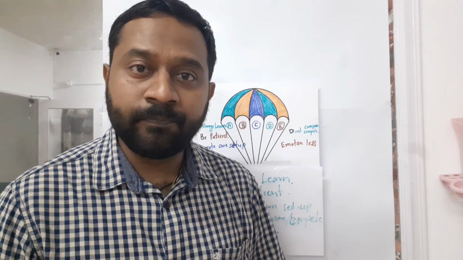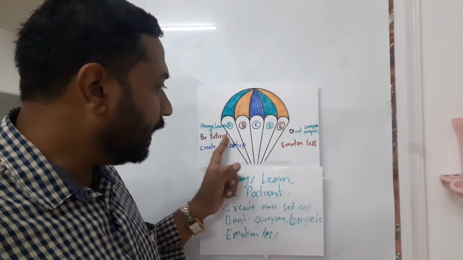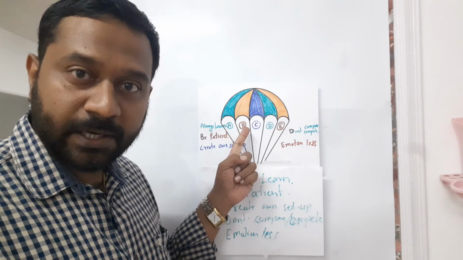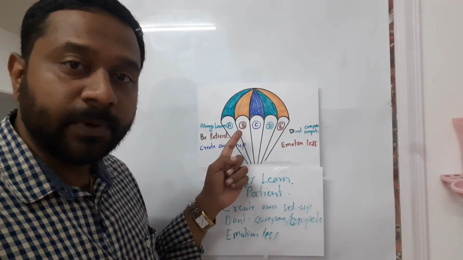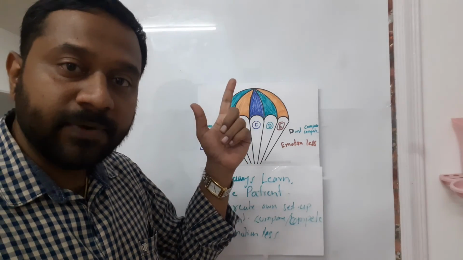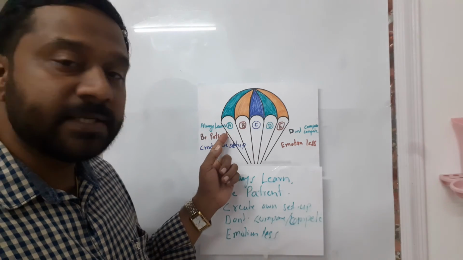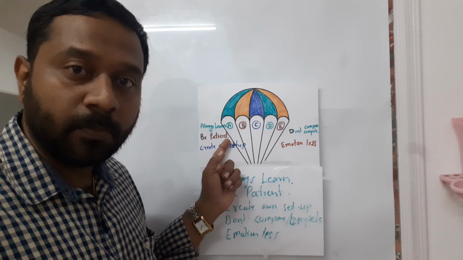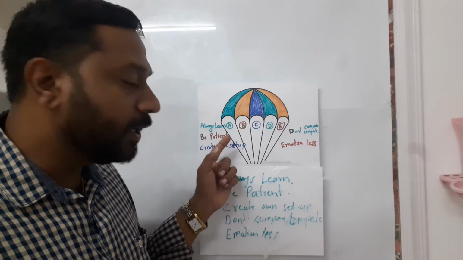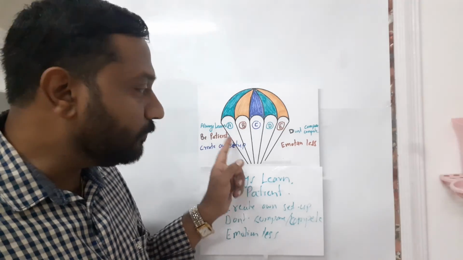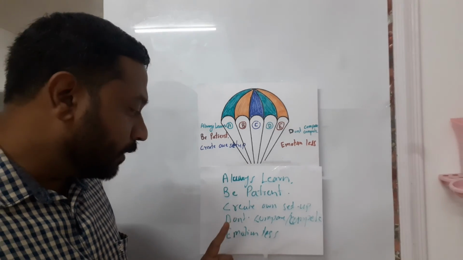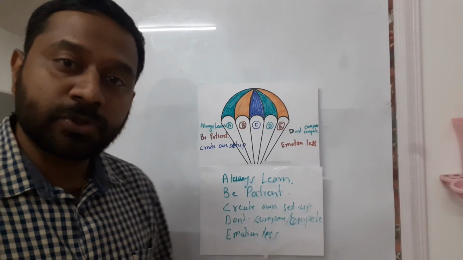This should not happen. So these are the five most important things: A, B, C, D, E. And as I said, it's an emergency parachute. Example, when you are landing from 500 or 1000 feet and one of the threads is not there, what will happen? The parachute will definitely not land properly, and you will end up hurting yourself. So don't hurt yourself. Use this parachute technique: always learn, be patient, create your own setup, don't compare or compete, and emotionless trading.